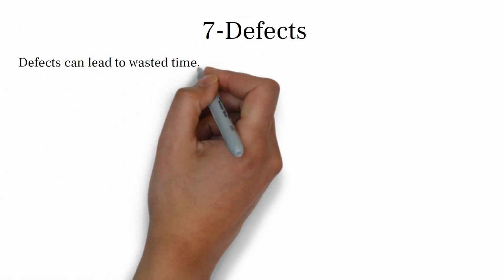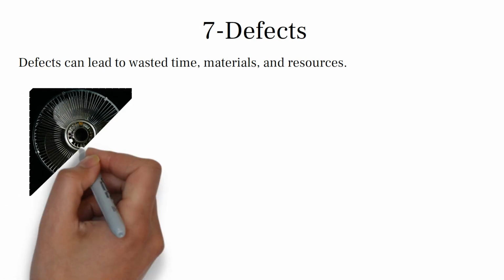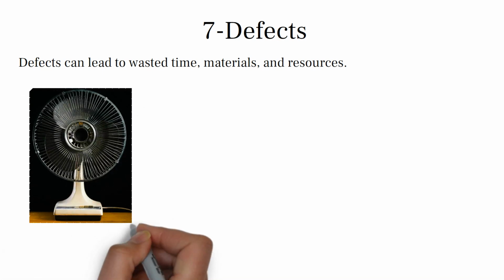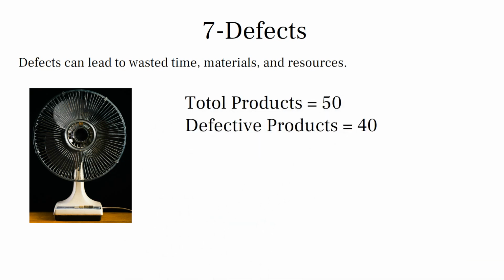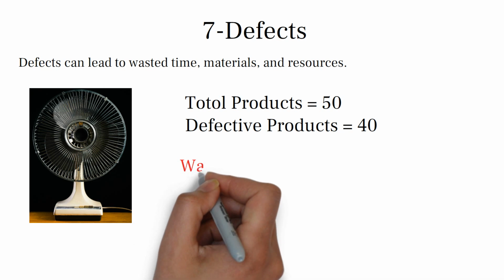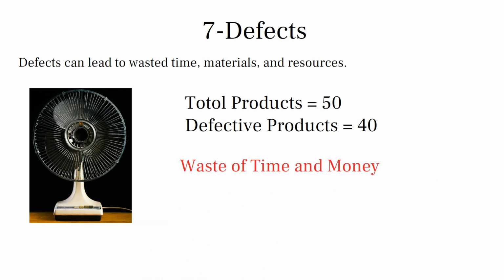Defects. Defects or rework in the process can lead to wasted time, materials, and resources. Imagine if a company makes 50 products for the client in which 40 have defects. What will the company do now? They will make 10 more products again, and this is a waste of time, material, and the cost of running machinery for making those 10 extra products.